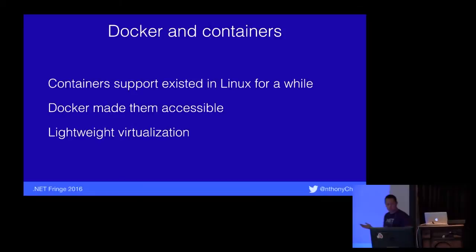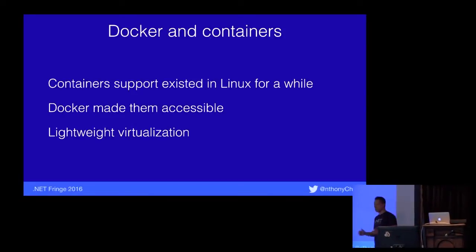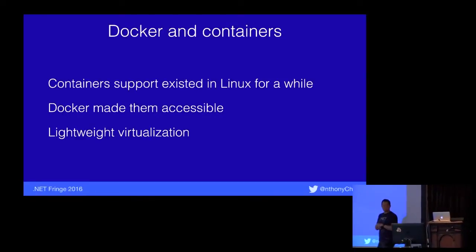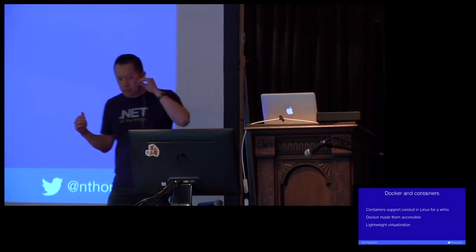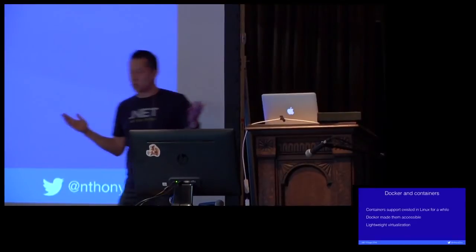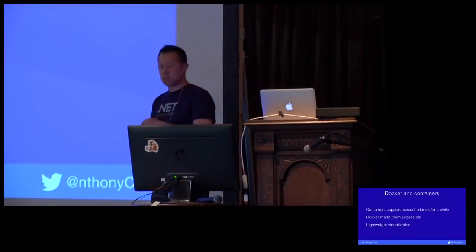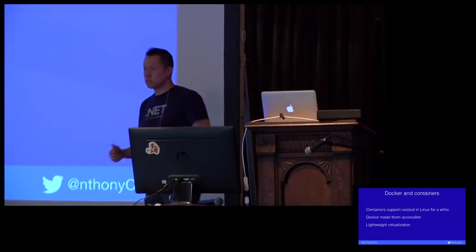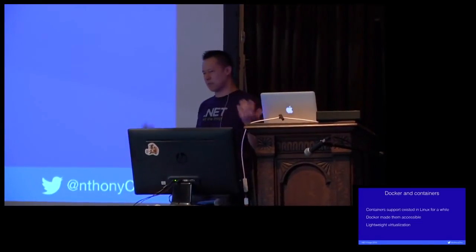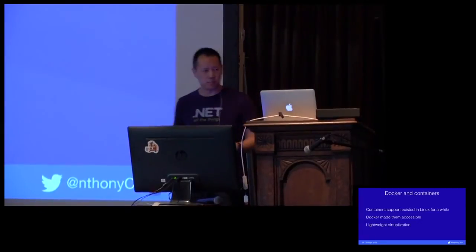So I'll start off with a little bit of history on Docker. Containers have been around in Linux for a super long time, but it wasn't until Docker came along that they really became easy to use and accessible for pretty much ordinary people. What they really are is a lightweight form of virtualization. You can think of them like virtual machines, but they're not virtual machines. So what are some of the differences?